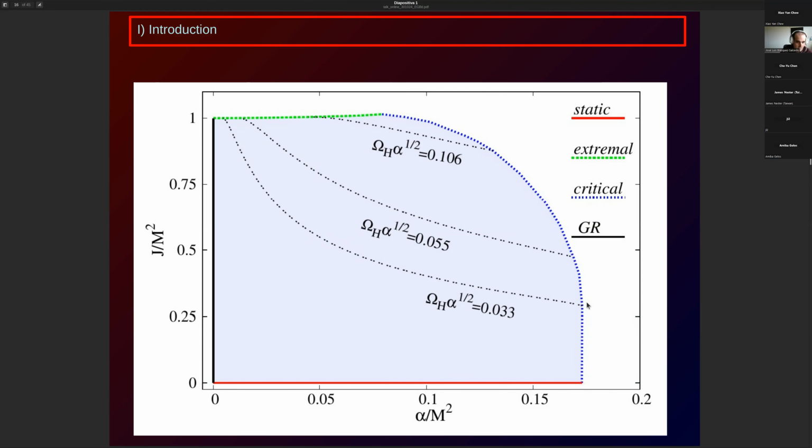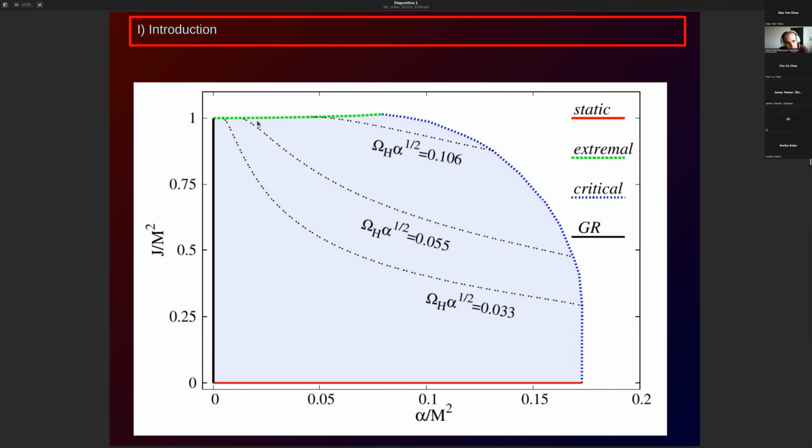And the same happens if you have rotation. Imagine I put a Kerr black hole to rotate with, I don't know, 0.5 in J over M squared, and now I increase the alpha parameter. It behaves qualitatively the same as the static black holes. I start to increase the scalar hair, and eventually I reach a critical solution beyond which I cannot obtain regular rotating black holes in this case. Okay, and the same happens for different values of the angular momentum.